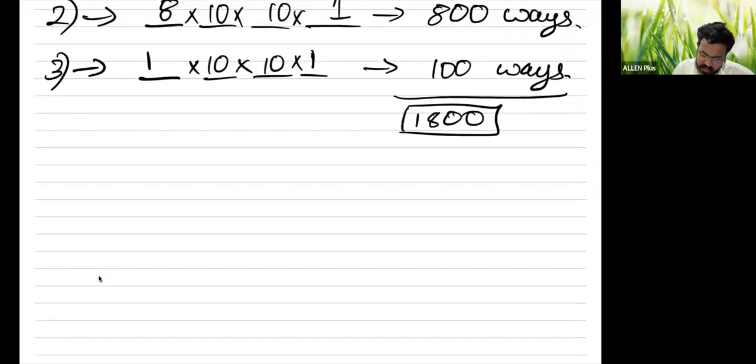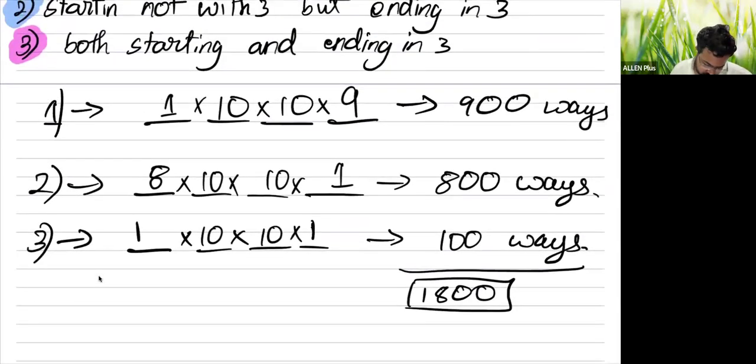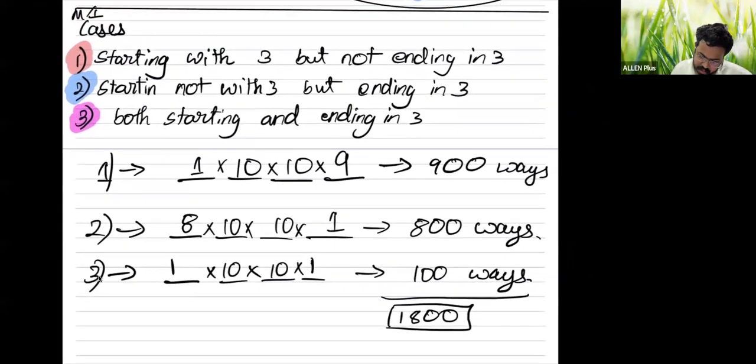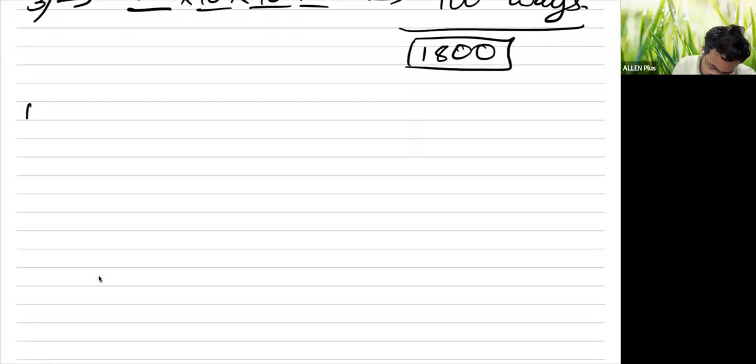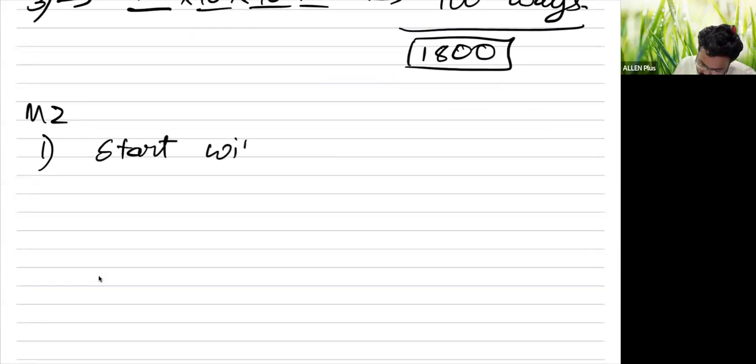Another way to do it is, you could consider the number of numbers that start with 3 only. So this is method 1. Method 2 is: 4-digit numbers that start with 3. Second is, end in 3. And third is, both.